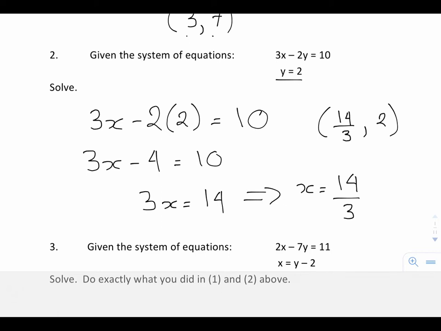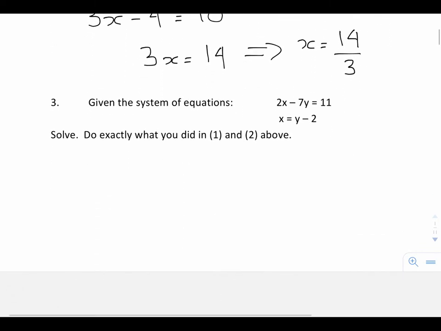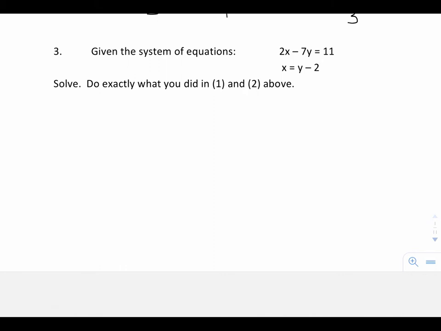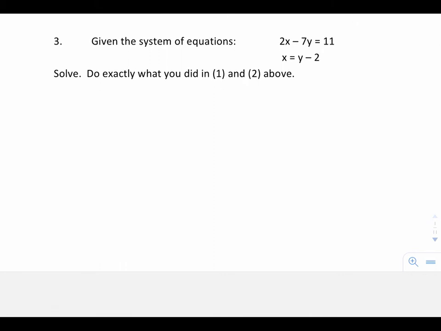So using this analogy, I want to extend this now to something a bit more complicated. Here's a system of equations where the second one is not given by just one variable. I actually have two variables. I have an x appearing here and a y appearing here. But what I'm going to do is exactly what I did in 1 and 2 above. I'm going to replace the x with an equivalent expression, y minus 2.